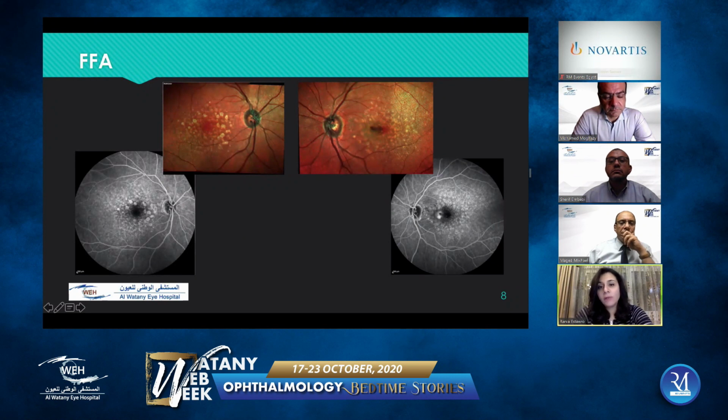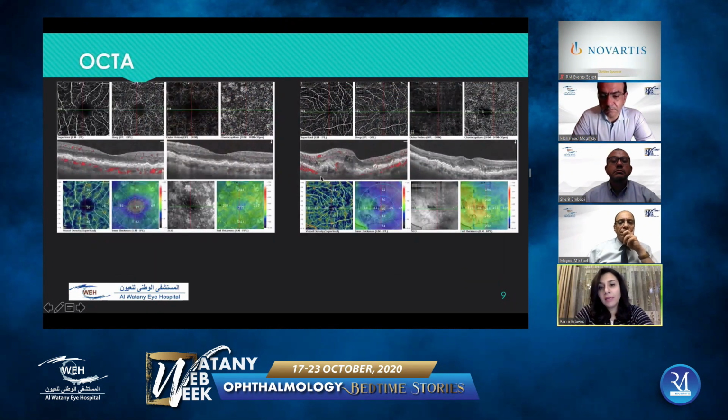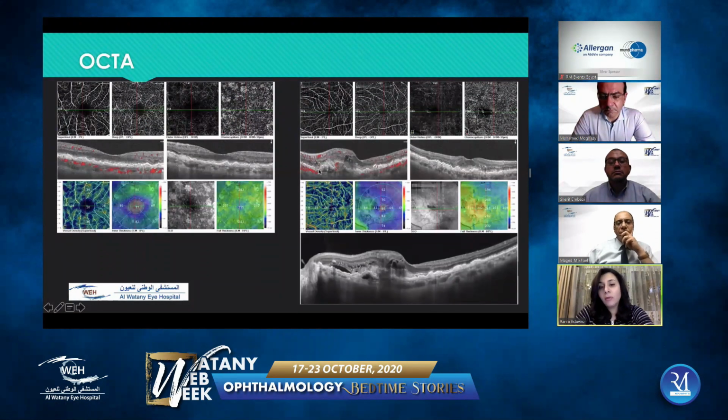OCT angiography confirms presence of vascular front. We can see it here with overlying shrimp or subretinal hyperreflective material in both line scan of the OCT and OCT B-scan.